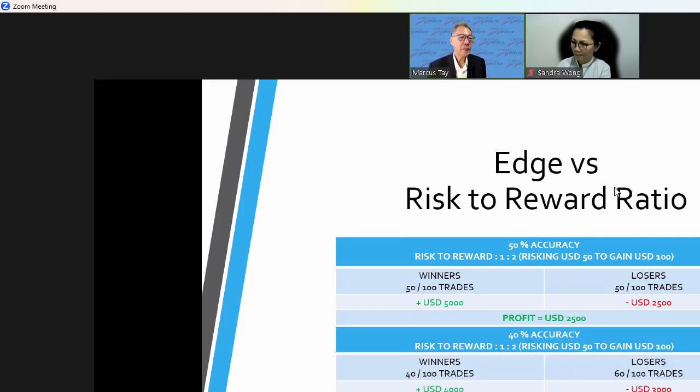How about 40% accuracy? $4,000 minus $3,000, are you still profitable? Well, less, but still profitable, right? What's the key? What's the constant here? Risk to reward ratio. But what if it's even lower at 35%? Right, $3,500 minus $3,250, you're still positive. It's just much lower, right? The constant is the risk to reward ratio of 1 to 2.